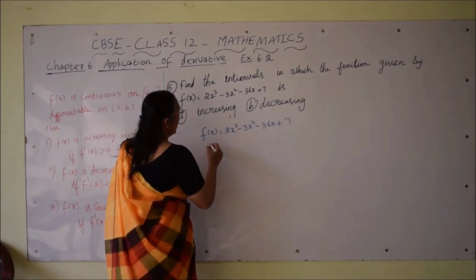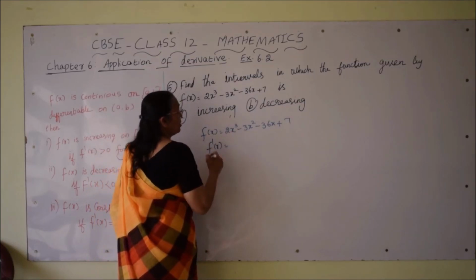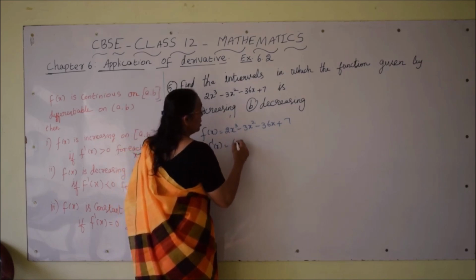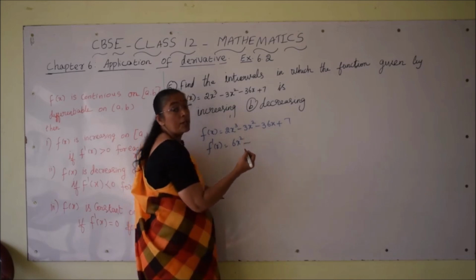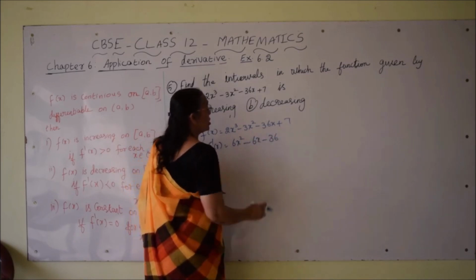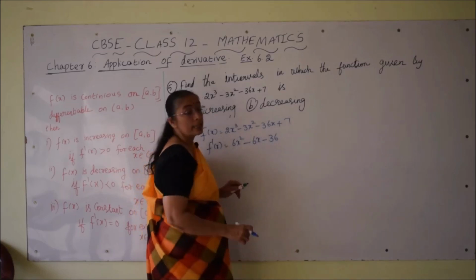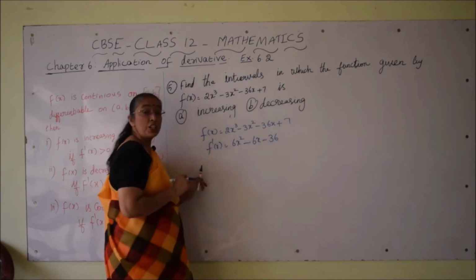So first let us do the differentiation. f dash of x is nothing but 2 into differentiation of x cube, which is 3x square, so it is 6x square, minus 3 into differentiation of x square, which is 2x, so minus 6x, minus 36 into differentiation of x, which is 1, so minus 36, and differentiation of the constant 7 is 0. So f dash of x we found.